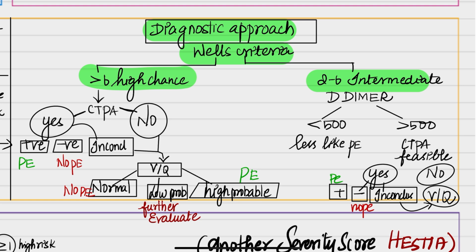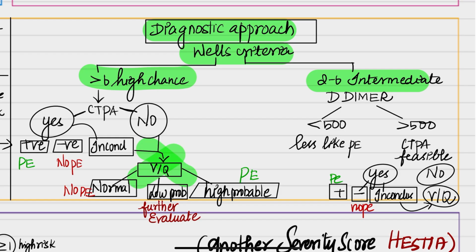As I mentioned, even now when there is high risk for pulmonary embolism, we directly do CTPA. Whether it is positive or negative, that is different. If it was inconclusive, a VQ scan was done, which is now not preferred, and which will be discussed later. This is completely cancelled now.